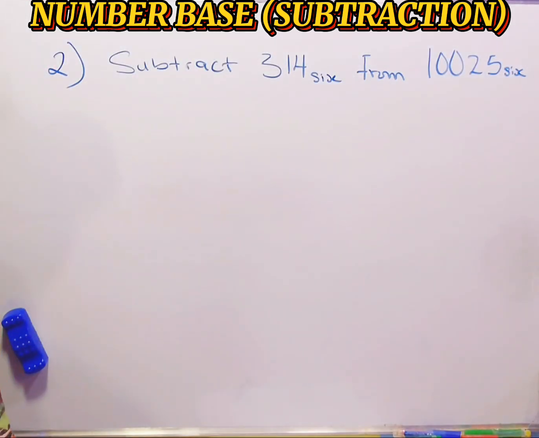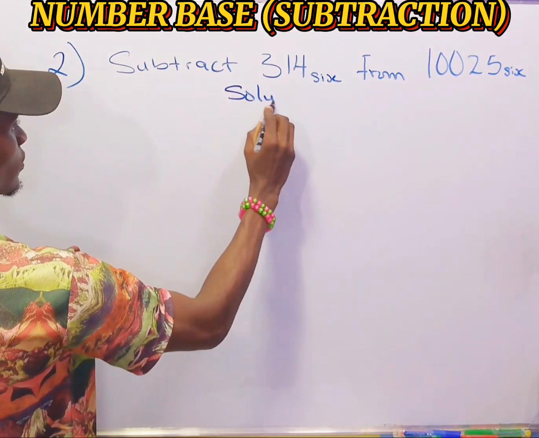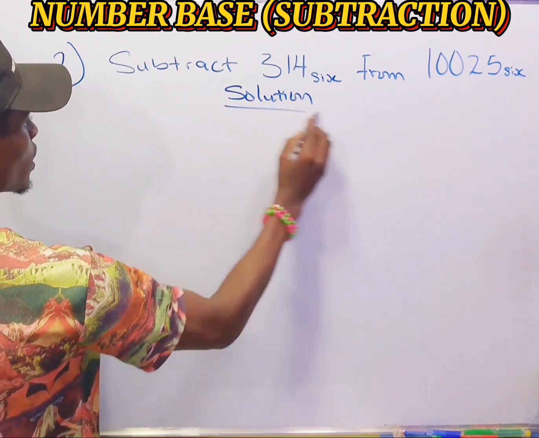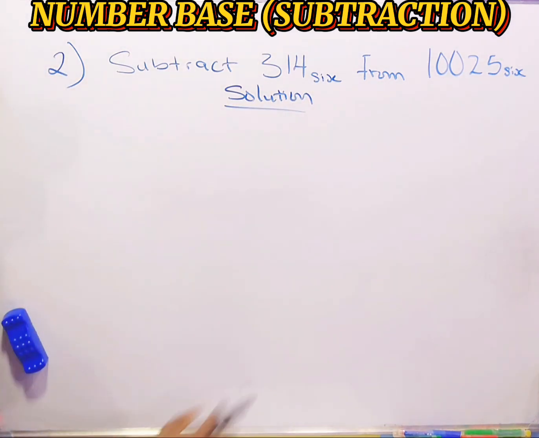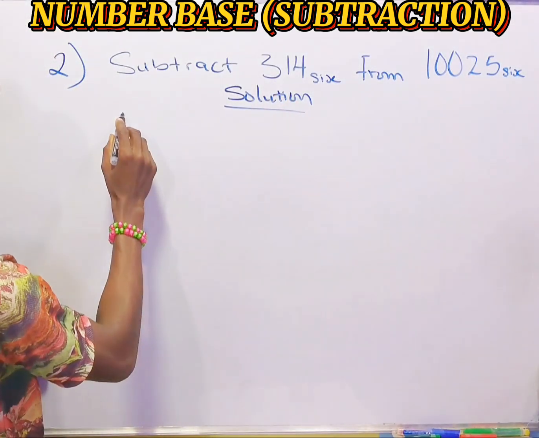Subtract 314 base 6 from 10025 base 6. As earlier explained, we'll write 10025 minus 314.